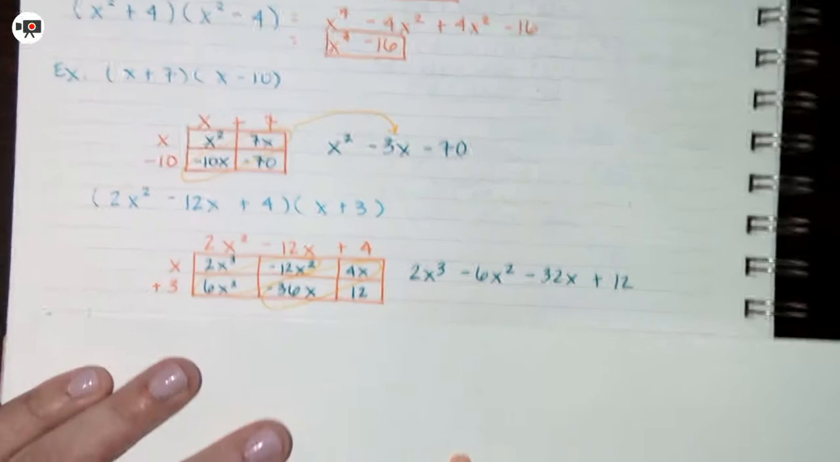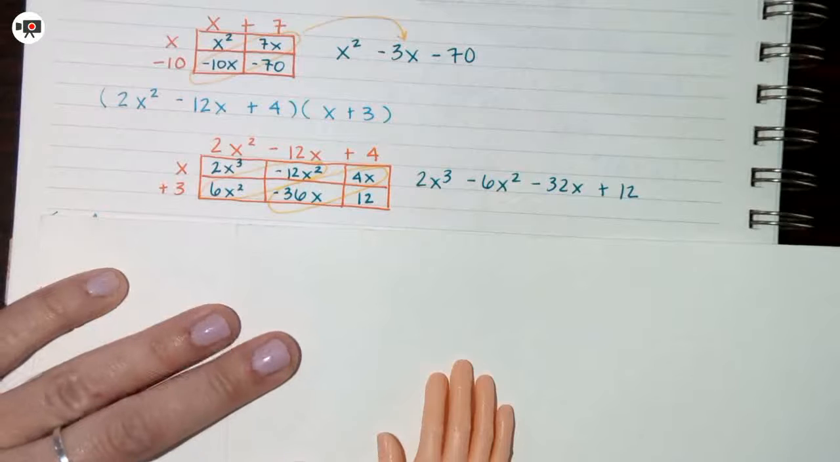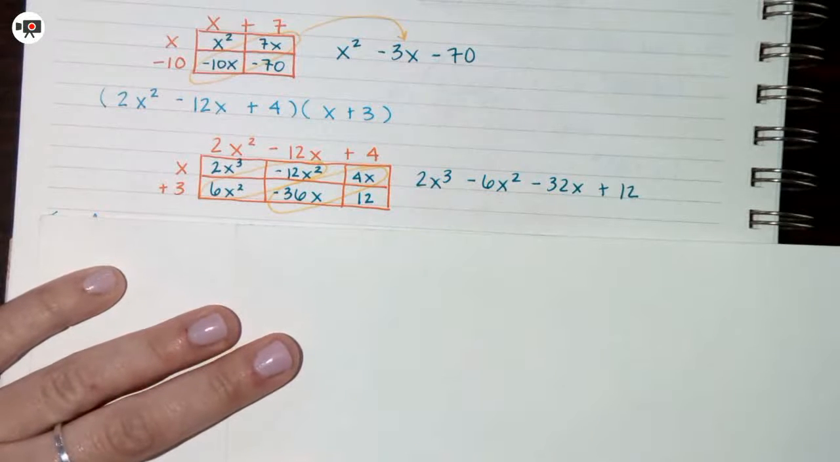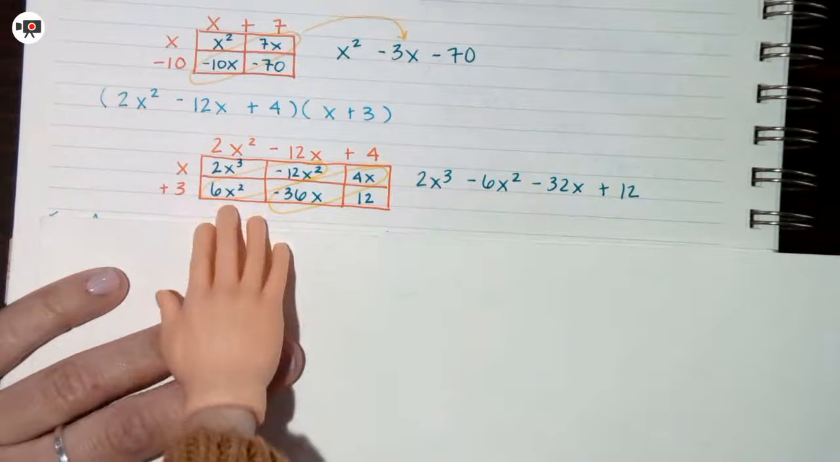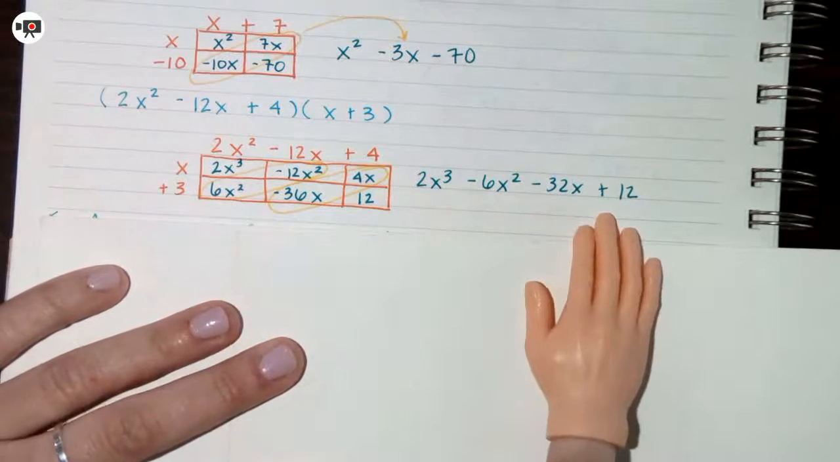And we can do this with polynomials of all sizes, and it really helps organize everything and keep you from getting lost or losing one of them. So you can see here a trinomial by a binomial, and we'd get the same thing.